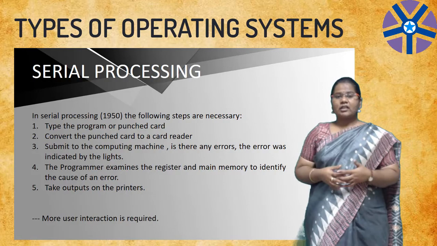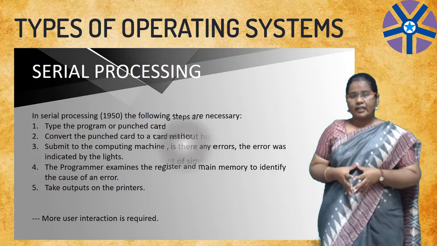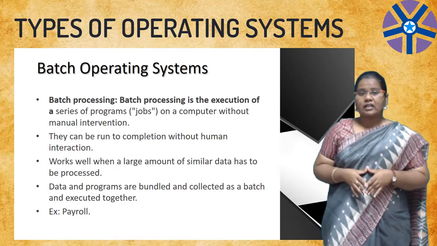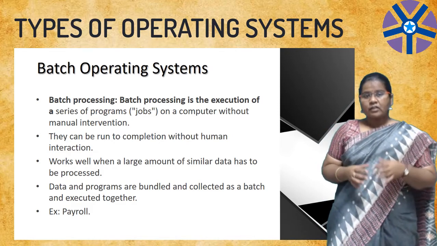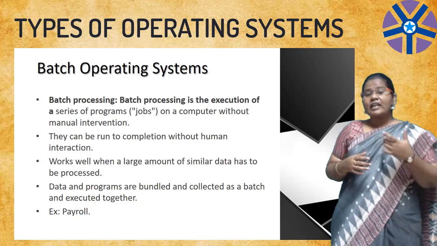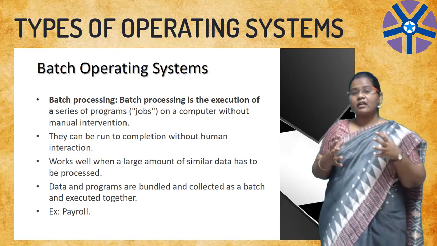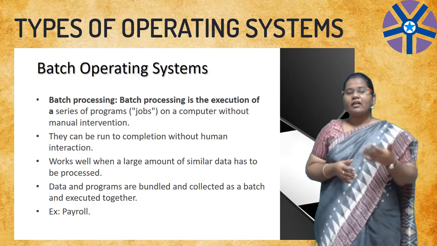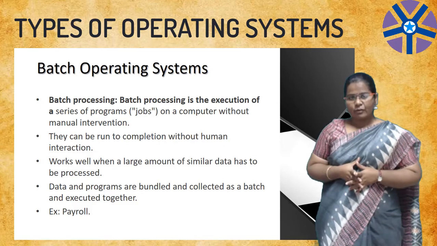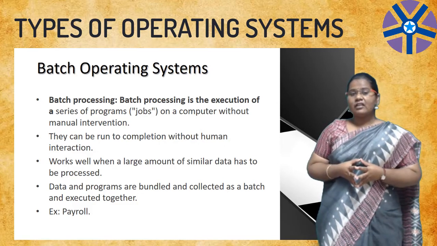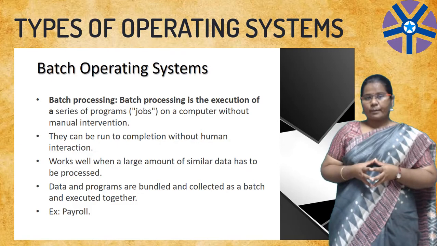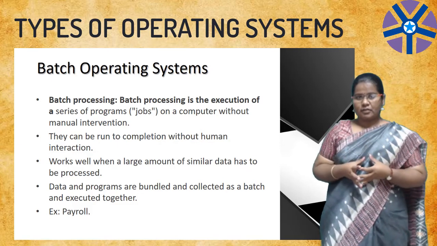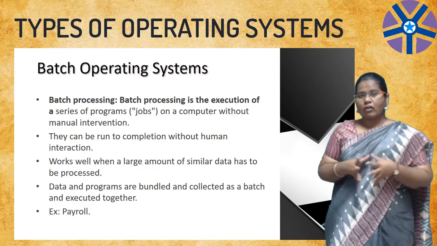So now we will see the first type of operating system which evolved in the 1960s, that is the batch operating system. If you observe, the main functionality of each and every operating system can be understood from the name of that operating system itself. So the first operating system is the batch operating system. What is a batch? It is a collection of some items. A collection or a group is called a batch.